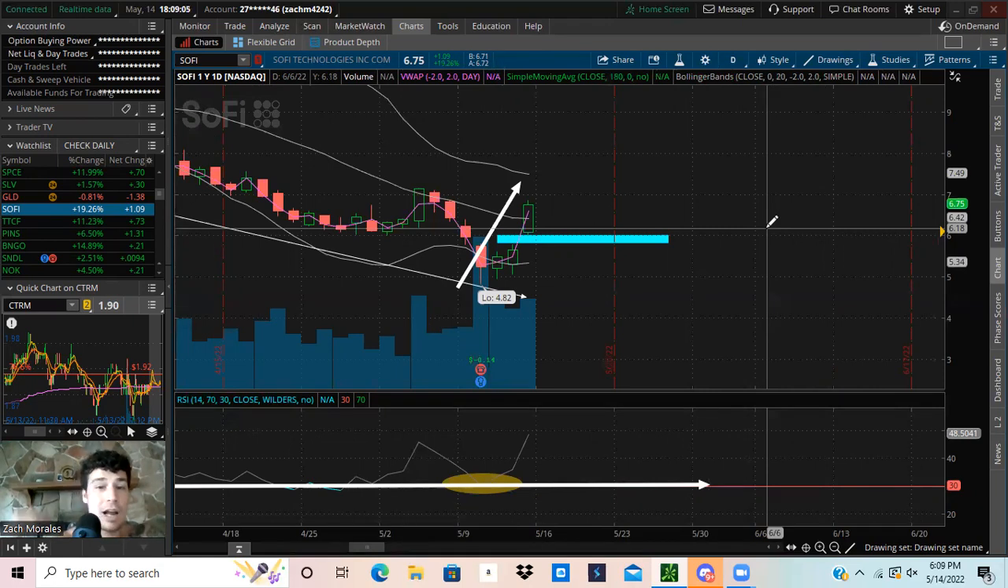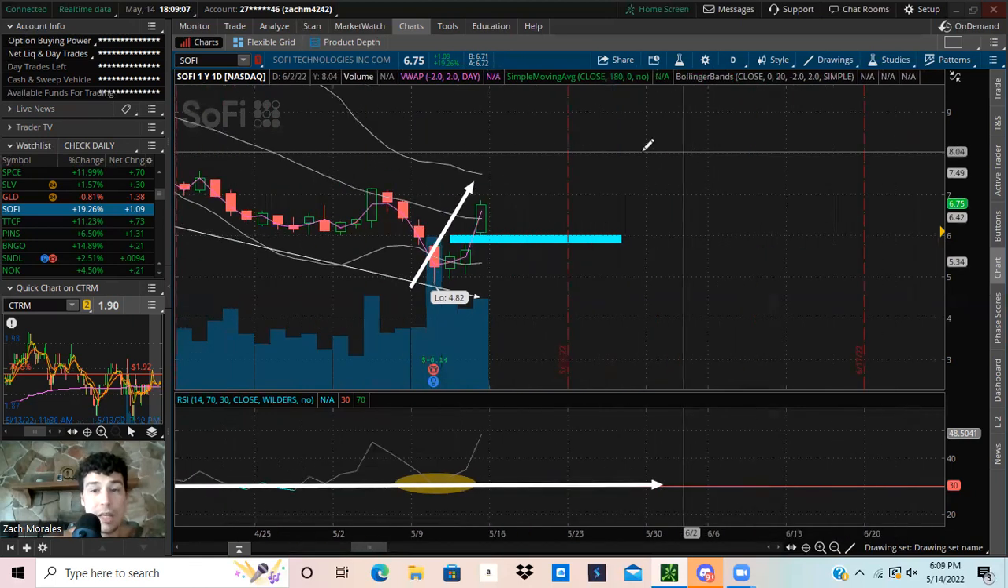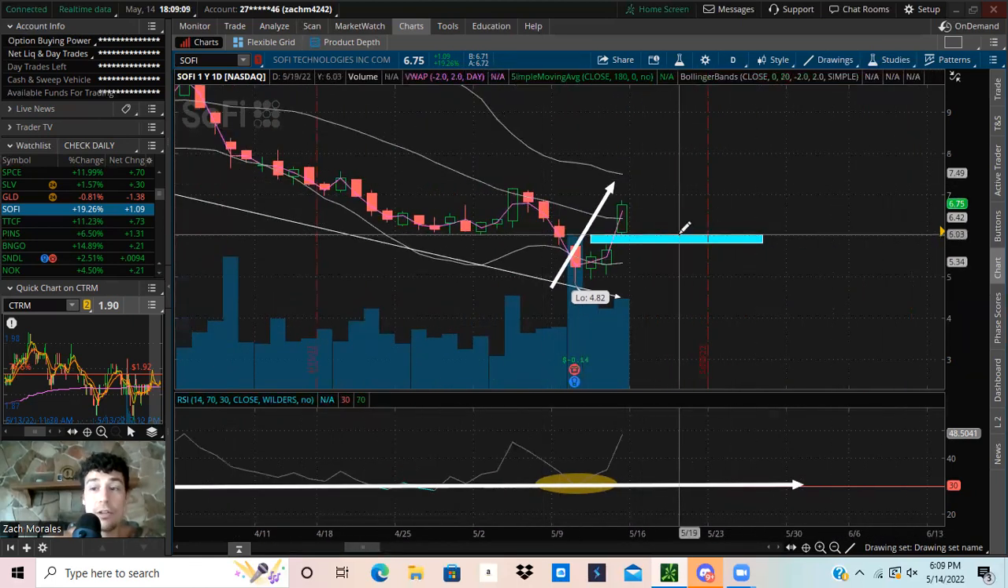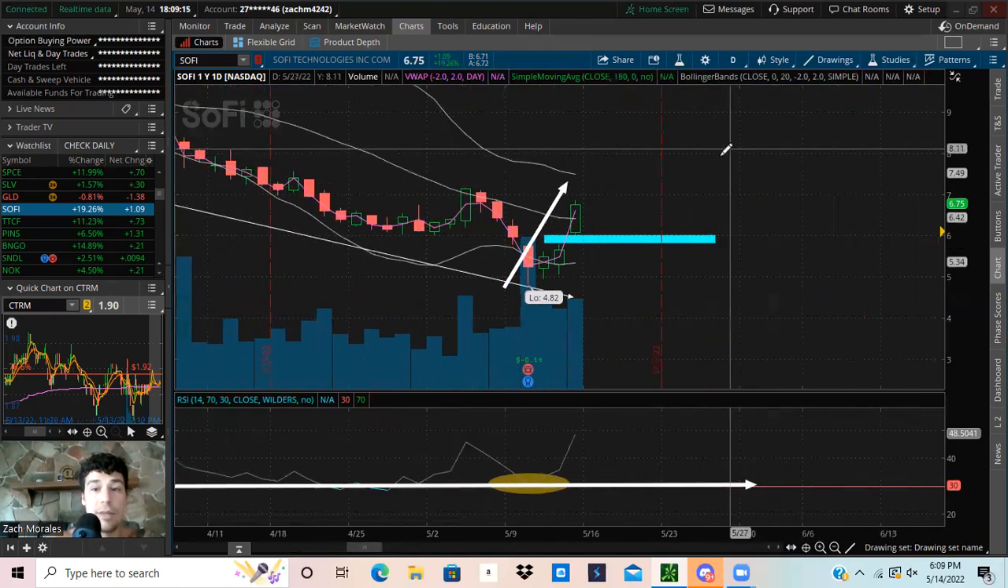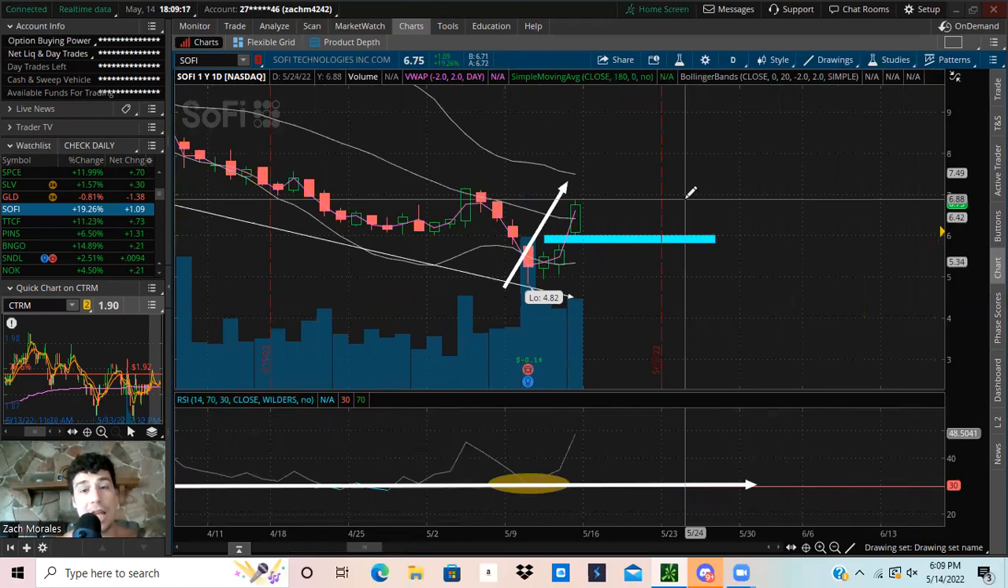I'm just trying to put you guys on some game because SoFi is going to fill this gap down to $6. It's actually all the way down to about $5.80. And if you want to capitalize off of that, or if you have a stock position in SoFi, you may want to hedge yourself with some put option contracts as a way to monetize the downtrend in SoFi.